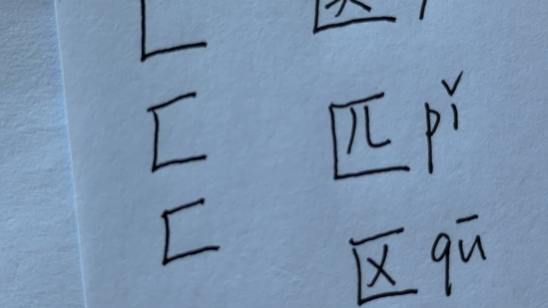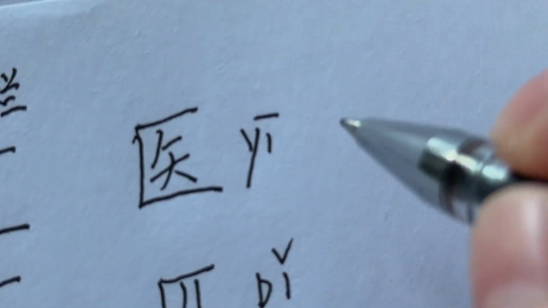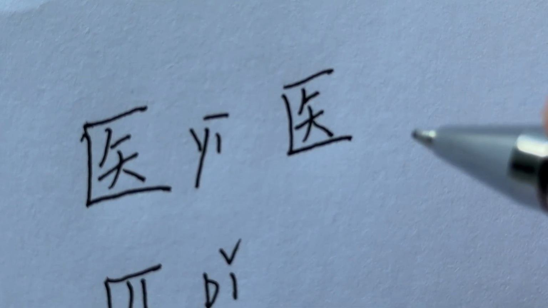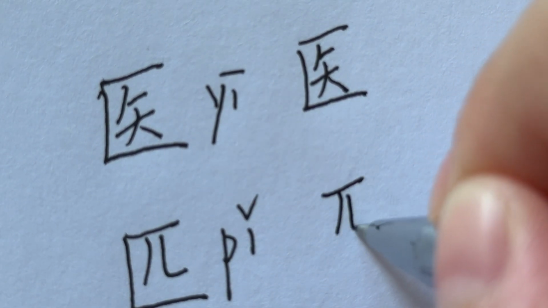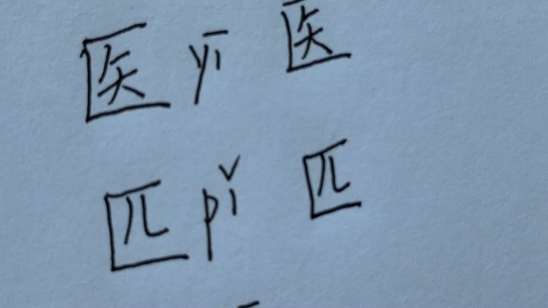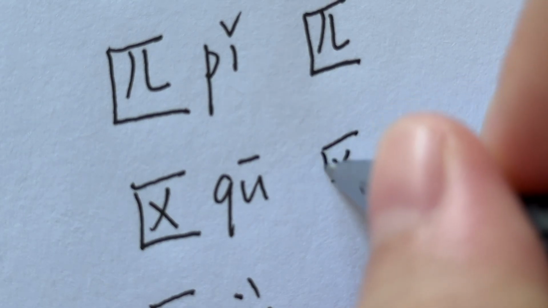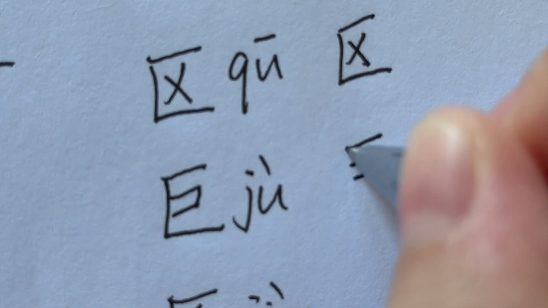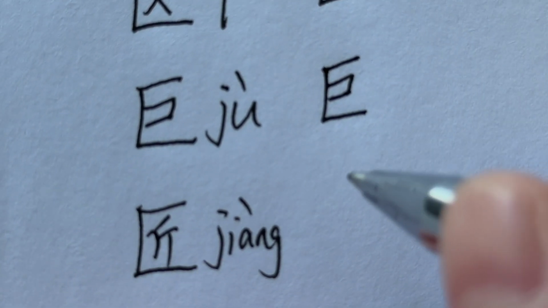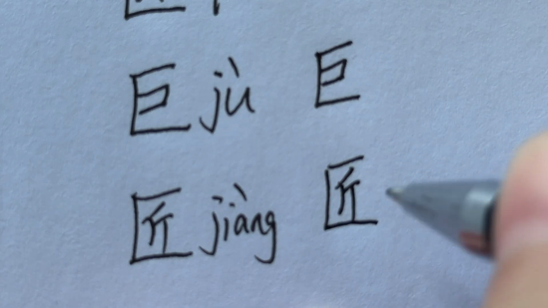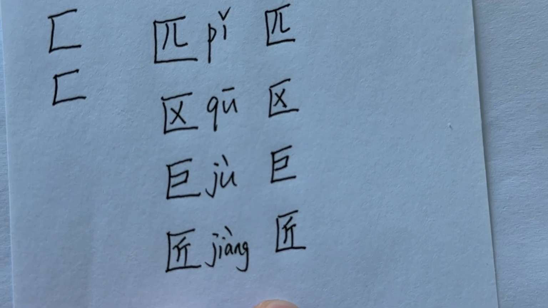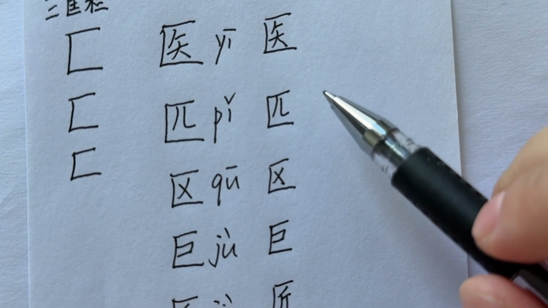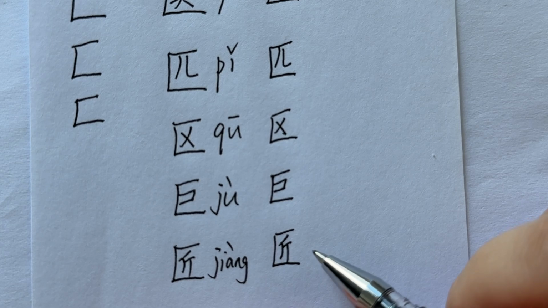Once you master the radical itself, let's write out these complete characters one by one. 一, medical. 痞, item. 区, region. 巨, giant. 将, craftsman. 一痞区巨将.